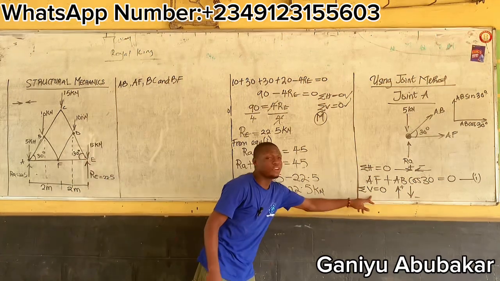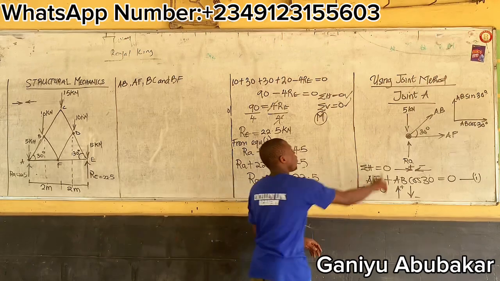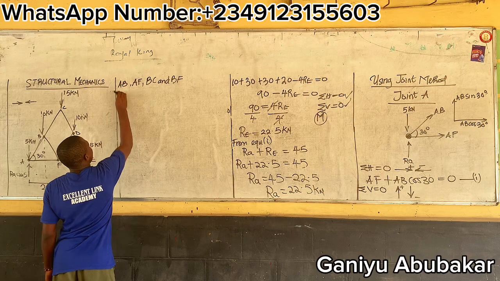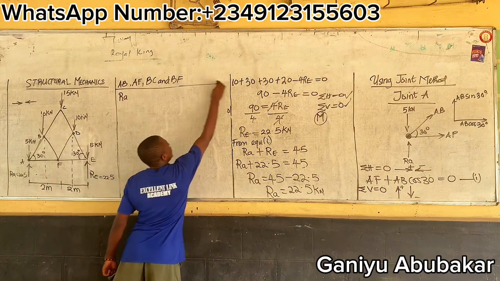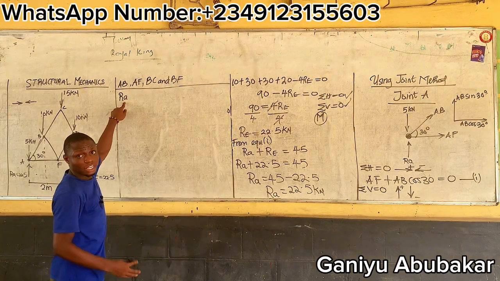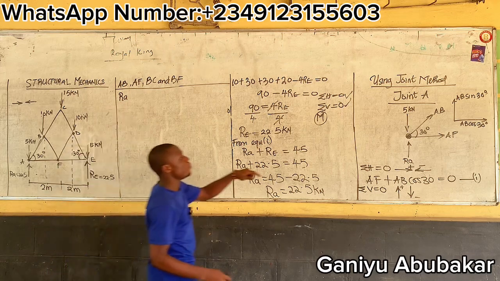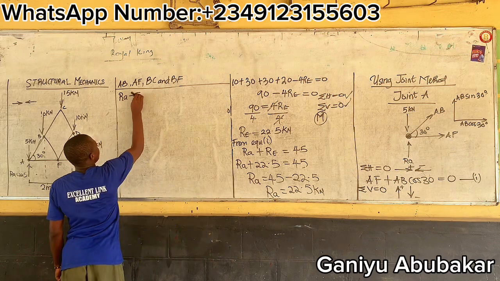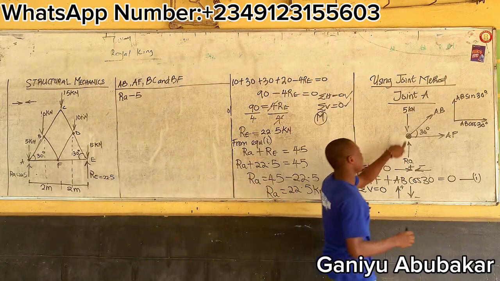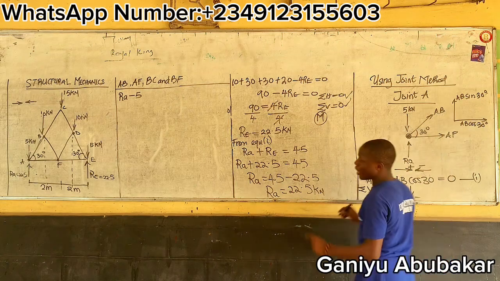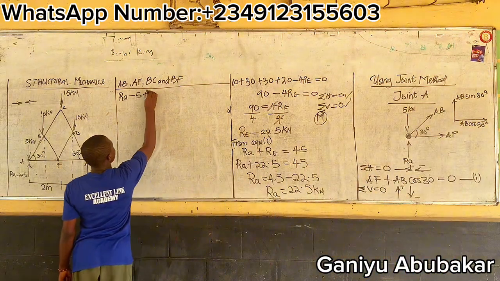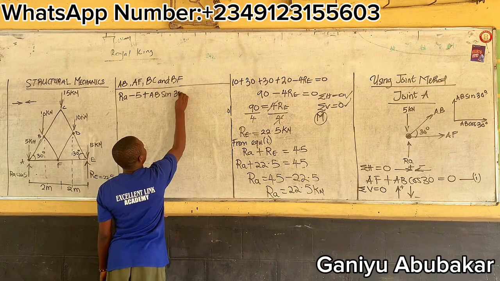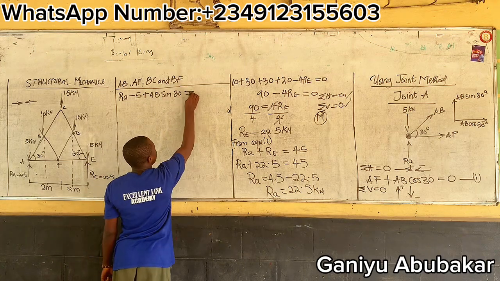So summation V, look up now. What am I having here? RA is going up, so it's positive. This one is coming down, so it becomes -5. I've picked this and this. This one is up, so that becomes plus AB sine 30 degrees. Is that up? That's equal to 0.